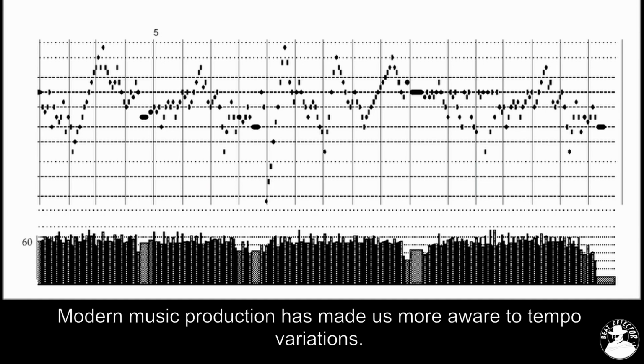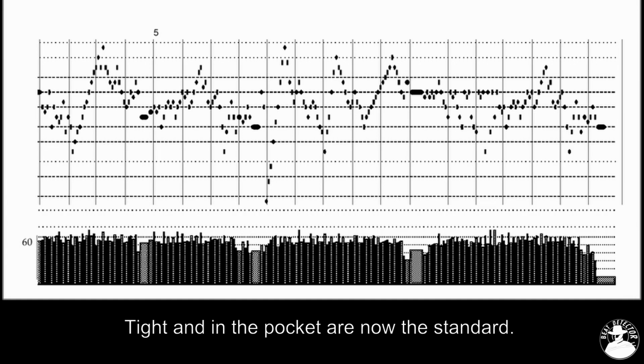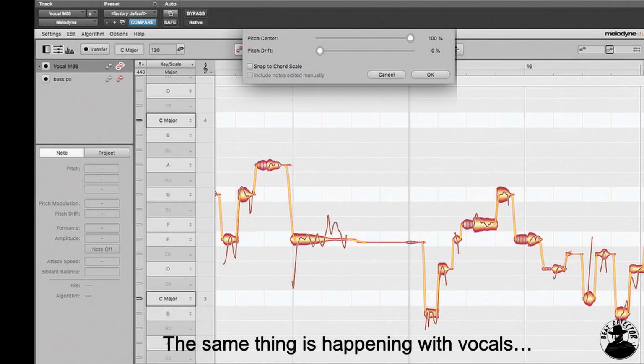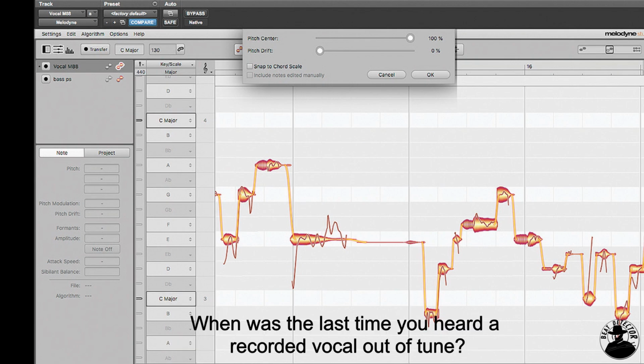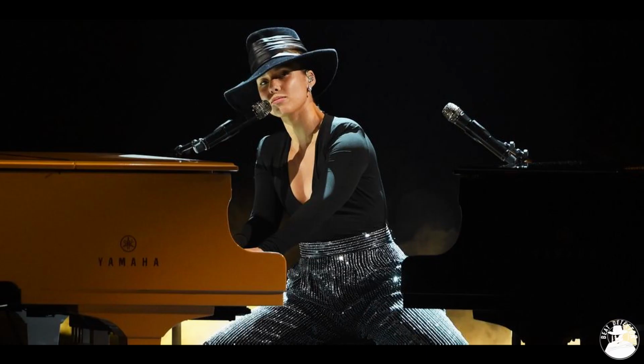Modern music production has made us more aware of tempo variations. Tight and in the pocket are now the standard. The same thing is happening with vocals. When was the last time you heard a recorded vocal out of tune?